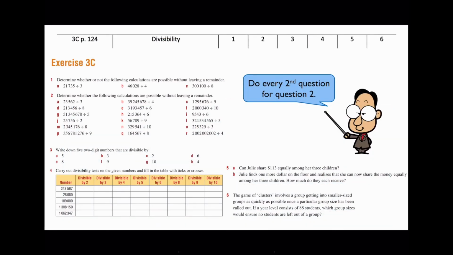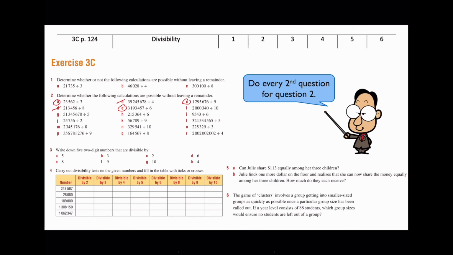Alright, what I'd like you to do now is please answer these questions from exercise 3C, which can be found on page 124 in your textbook. I want you to answer questions 1, 2, 3, 4, 5, and 6. When you answer question 2, all you need to do is answer every second question. So answer question A, skip B, answer C, skip D, do E, and so forth. So you don't have to do too many questions as they get a bit too repetitive. This should take you about 20 to 30 minutes or so. So please give yourself that time to answer these questions.